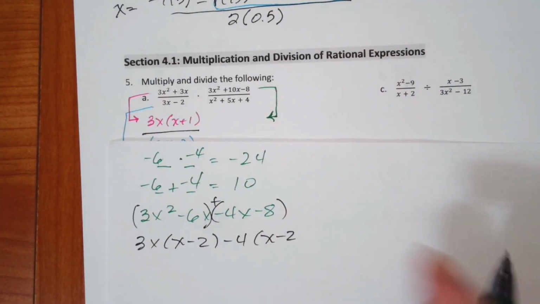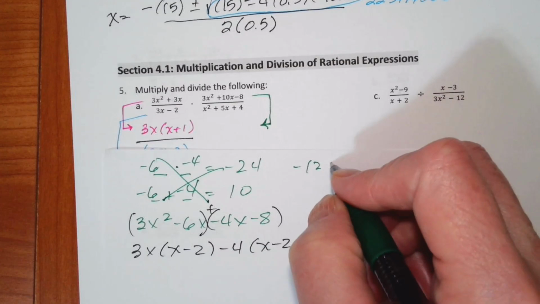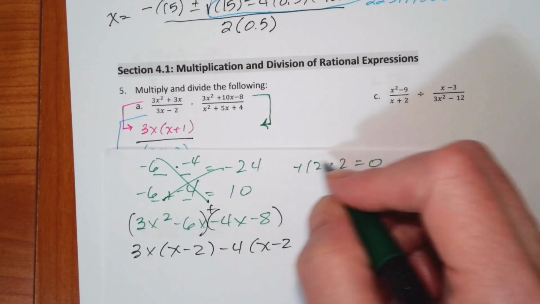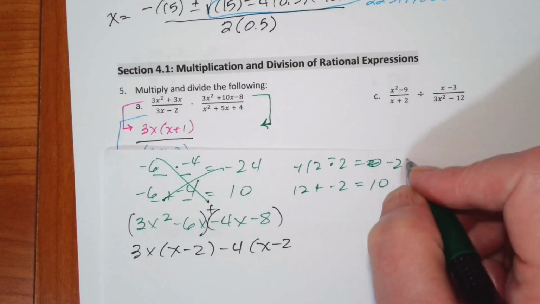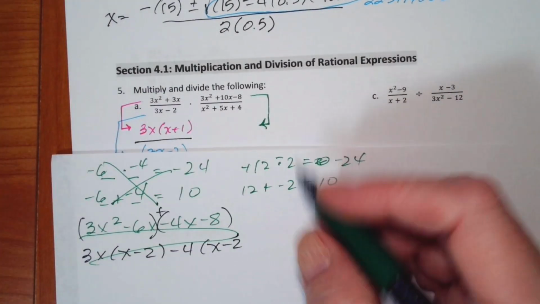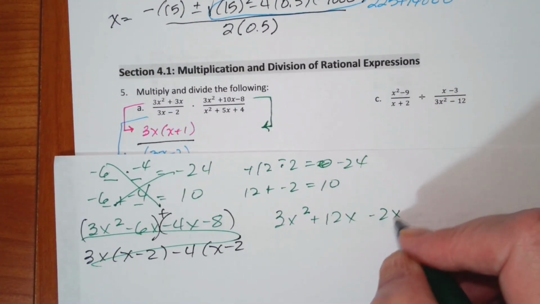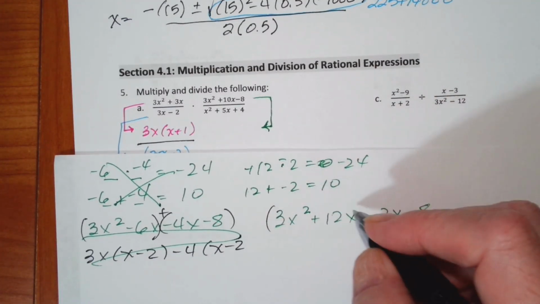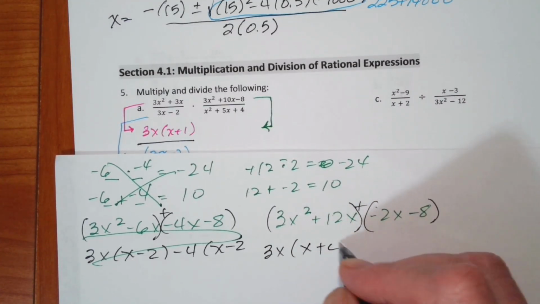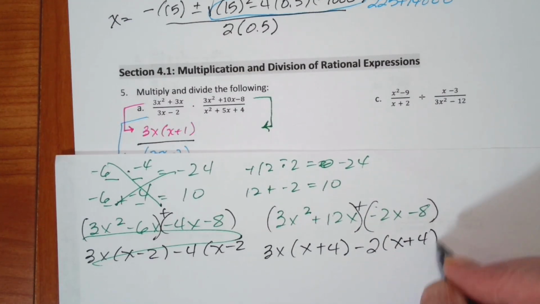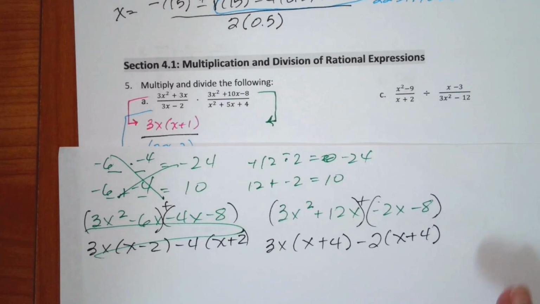Well, stupid me. All right, they have to multiply to negative 24 and add to 10, so this is negative 2 and 12, and 12 plus negative 2 is 10. All right, so scratch that. Okay, so this becomes 3x squared plus 12x minus 2x minus 8. Okay, now we're back on track. Sorry about that. So that's 3x times x plus 4 minus 2 times x plus 4. Now you notice how I knew something was wrong here is because I wasn't getting the same binomial factor. I was having to force it, and that didn't work.